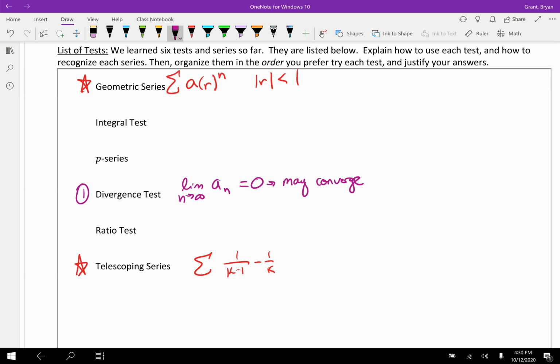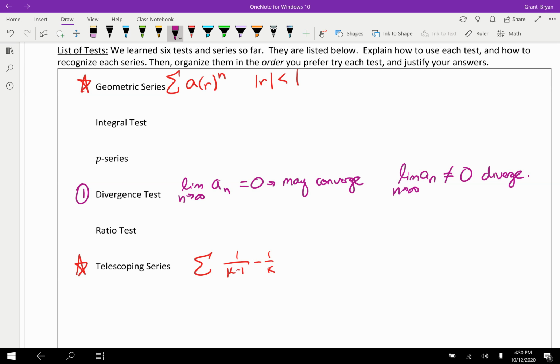However, if the limit as n approaches infinity of a sub n is not equal to 0, so any other number or infinity or does not exist, then it automatically diverges and you get to stop. So you might even cross your fingers and go, I hope this diverges, or I hope we get not 0, because then we can stop.